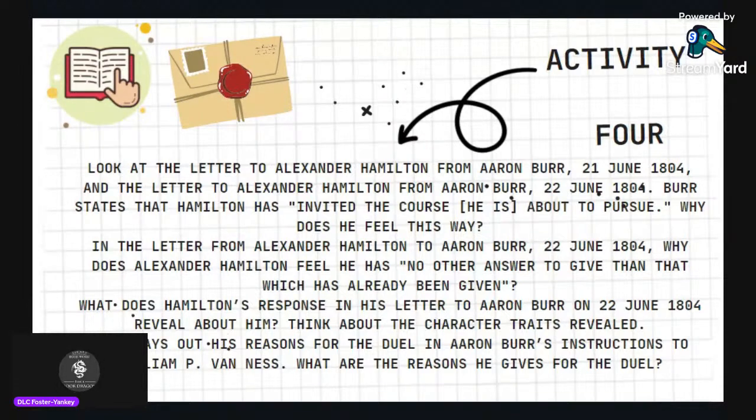Suggested supports depend on the capabilities of the class. The teacher might have students get into groups of 3 and assign each person in the group a specific letter.